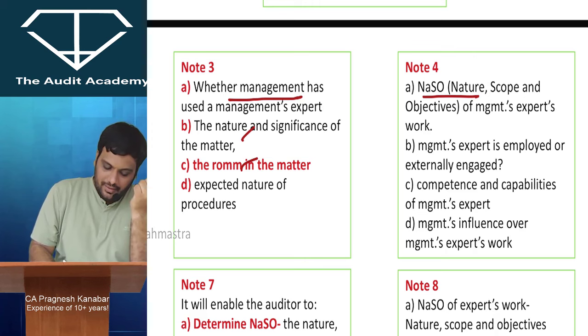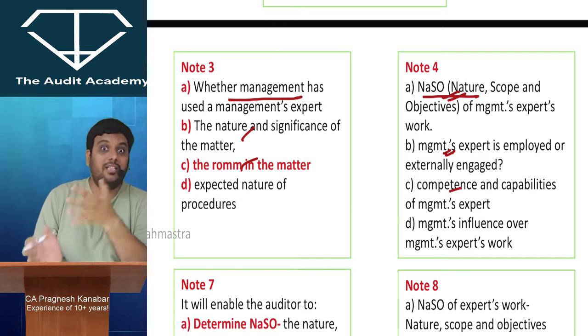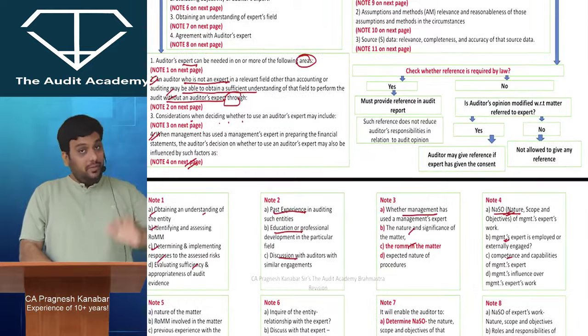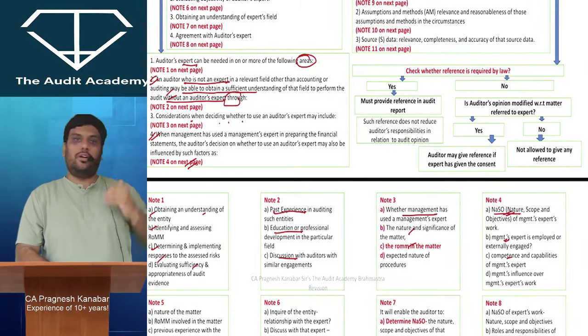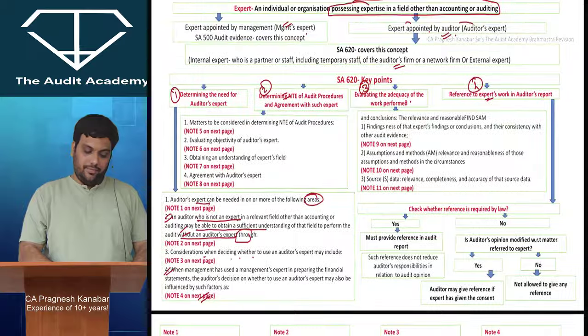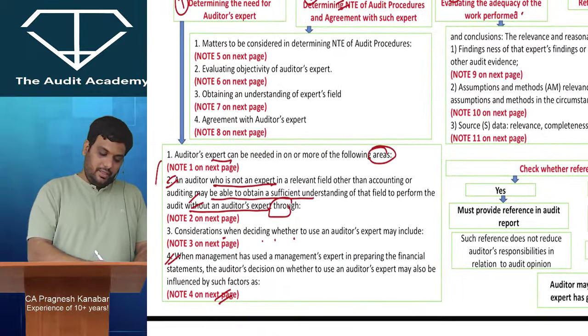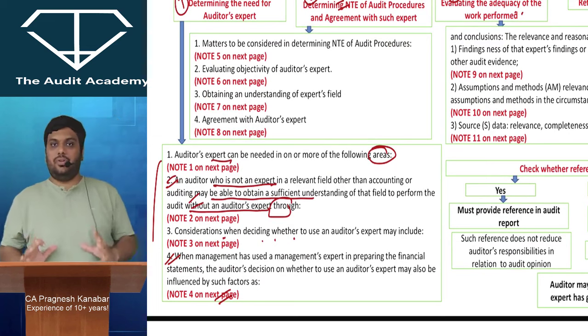Okay, so look at this. The nature of the management expert, whether he is employed or an external person, what are his competence and capabilities, how much management can influence him. These are the factors which will help me in deciding, even though management has appointed an expert, whether I want to appoint an expert or not. Alright. After considering these things, I have decided that I want an expert.